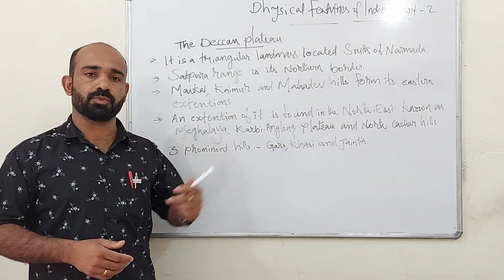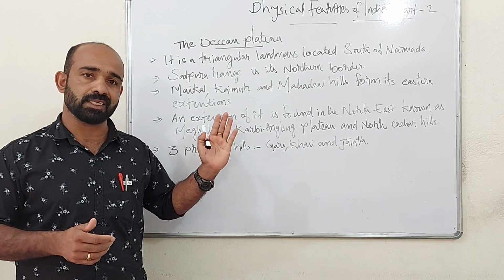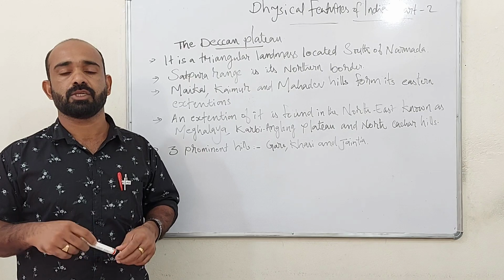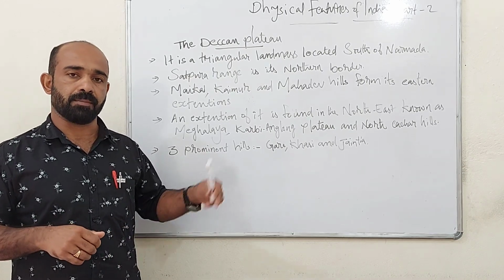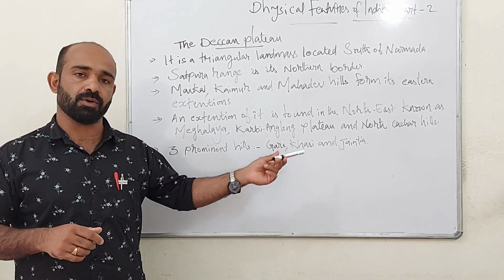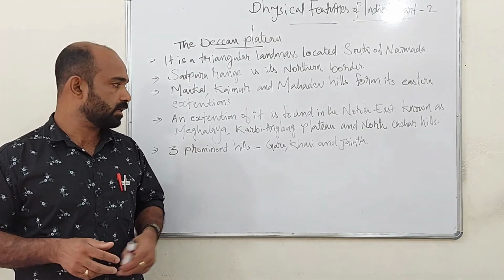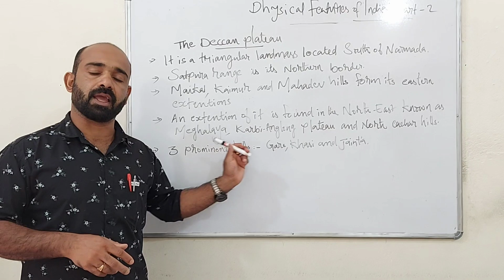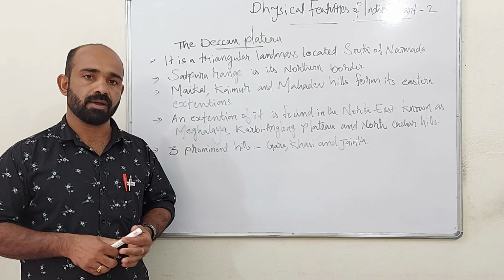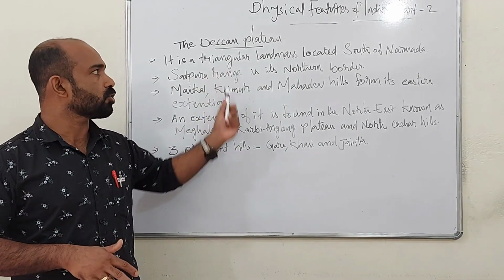And a part of this plateau is found in the northeastern region also. This region is popularly known as Meghalaya, Karbi Anglong and North Cachar Hills. So a part of Deccan Plateau is found in the northeastern region, popularly known as Meghalaya, Karbi Anglong and North Cachar Hills. And the main prominent hills found in this region are Garo Hills, Khasi Hills and Jaintia Hills. So once again, go through the Deccan Plateau.